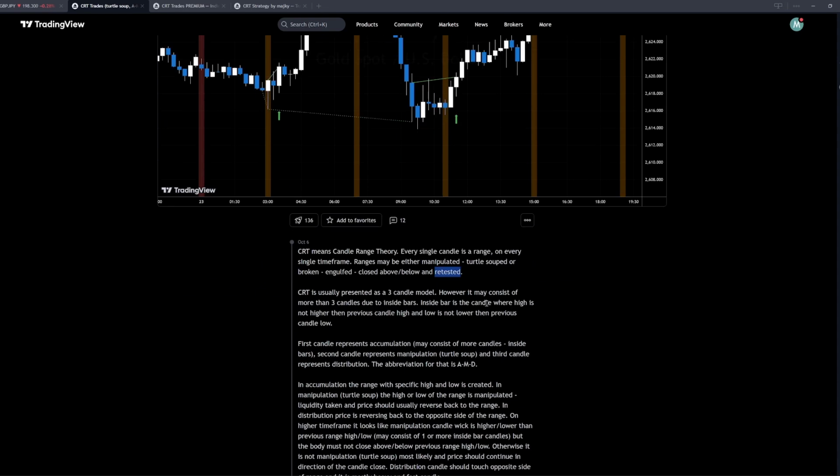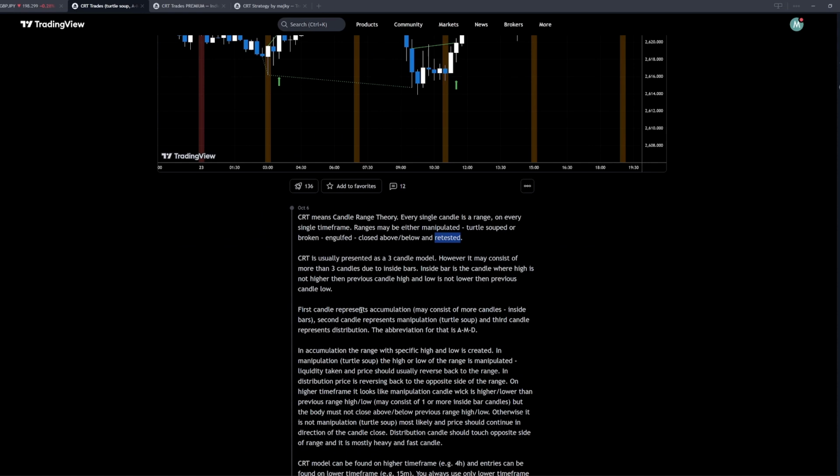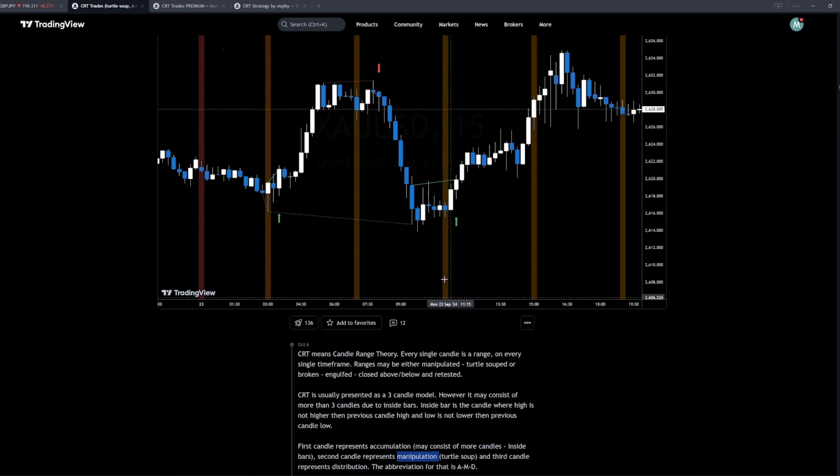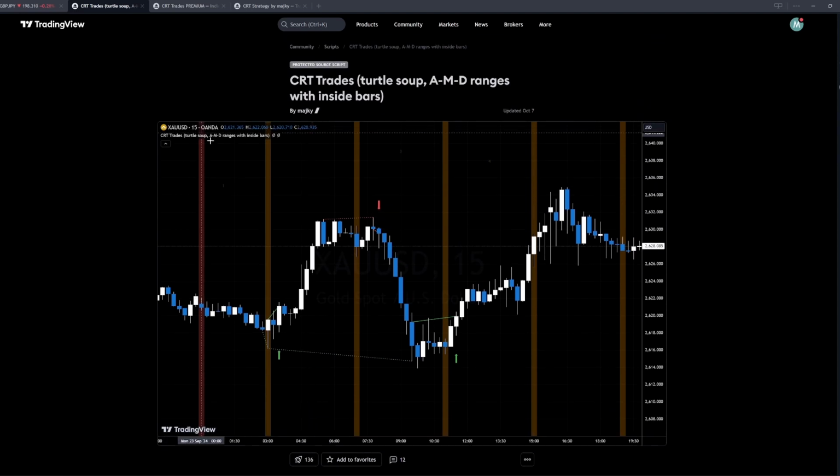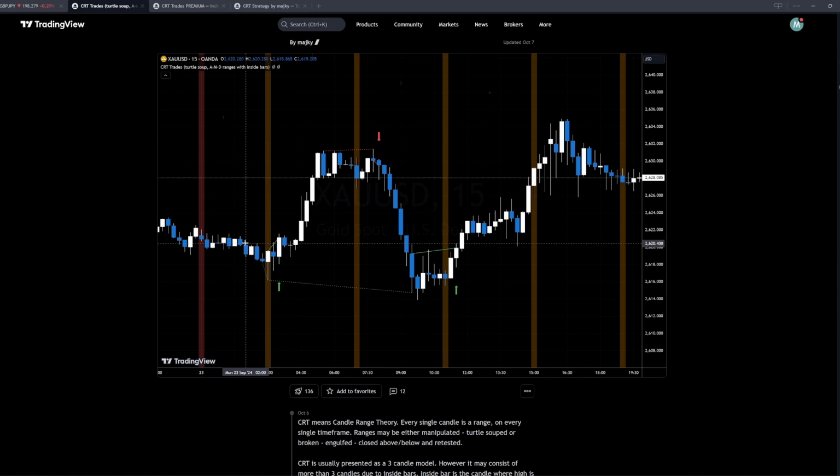Due to inside bars, okay, I read this. The first candle represents accumulation, as I already said, and may consist of more candles, inside bars. The second candle represents manipulation, turtle soup. So the first candle on the higher time frame, for example on the 4-hour time frame, this range is just one candle, right? Or this range is just one candle. So this candle or this range is accumulation.